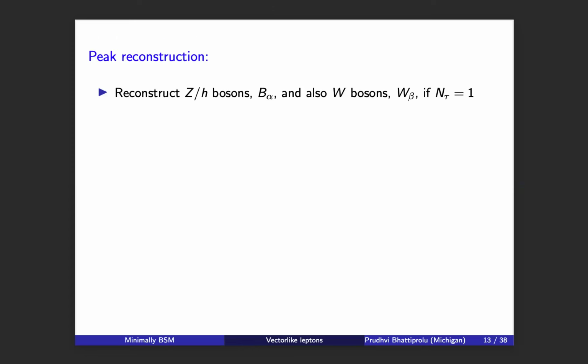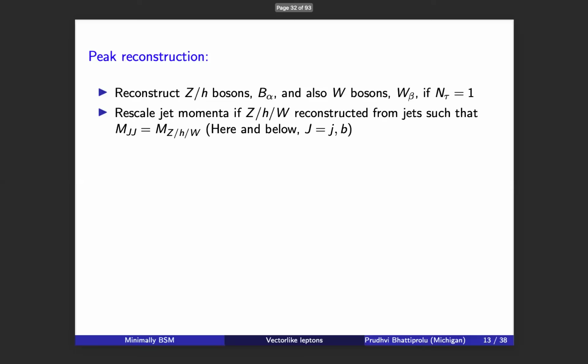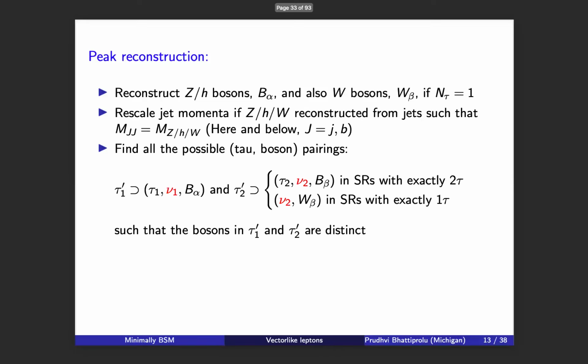I'll briefly talk about the peak reconstruction algorithm. First we reconstruct the Z and Higgses, and then the W bosons, as I was mentioning on the last slide. We also rescale the jet momenta if these bosons are reconstructed from jets, such that the invariant mass of the jets is equal to the boson mass. At this point, once we have reconstructed the bosons, and then there is the tau, or the hadronic tau, we still have to account for the missing energy from the neutrinos.